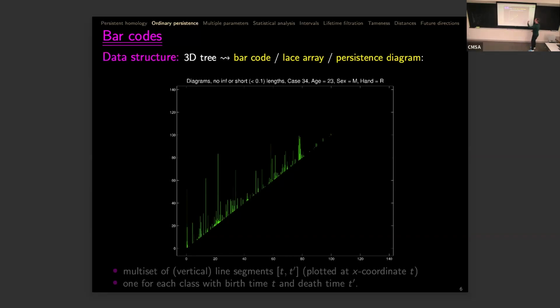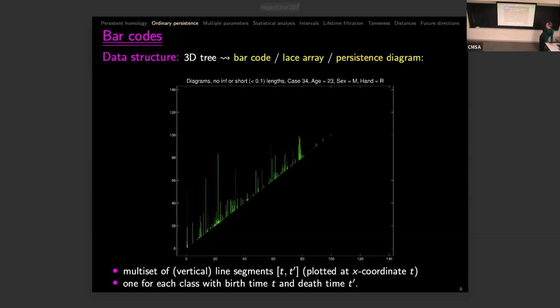But this is what a brain looks like. This was age 23. This particular patient was 23 years old. So what you get is a multi-set of vertical line segments, plotted with x coordinate t, one for each class with birth time t and death time t prime. So you go from t to t prime.